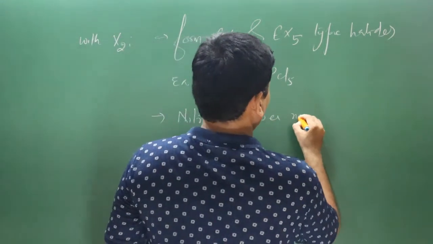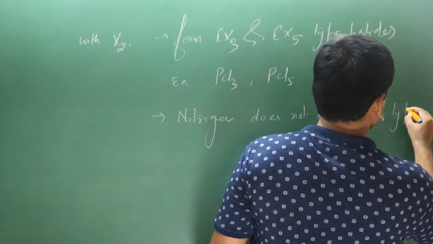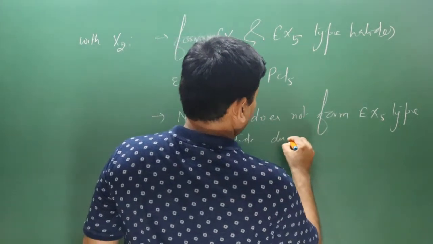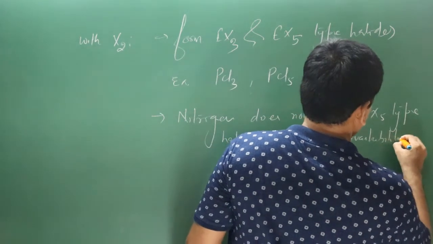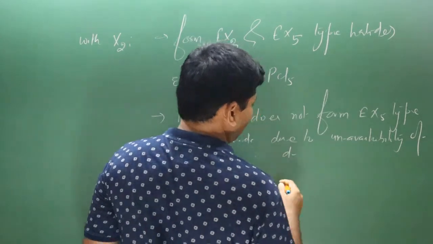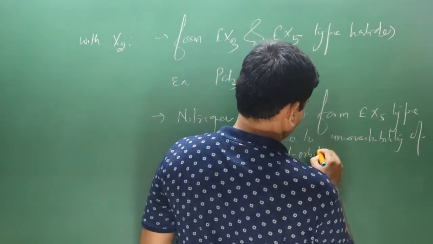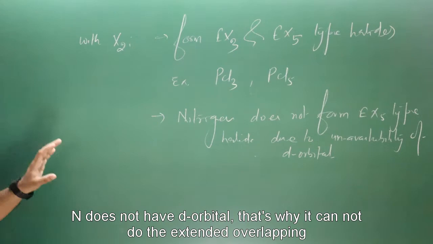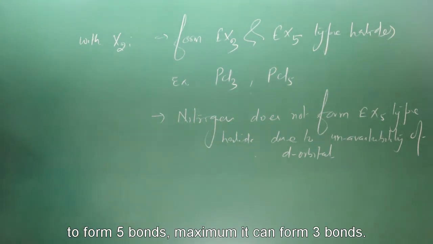Keep in mind, nitrogen does not form EX5 type halide due to unavailability of vacant d orbital. There is no d orbital. Nitrogen does not have d orbital, that's why it cannot do the extended overlapping to form 5 bonds. Maximum it can form 3 bonds.